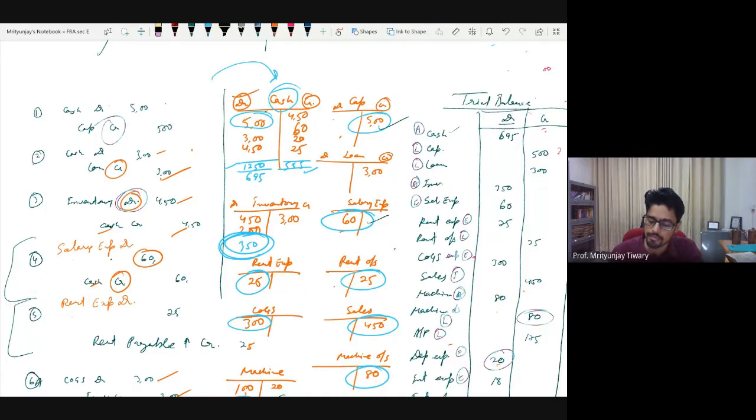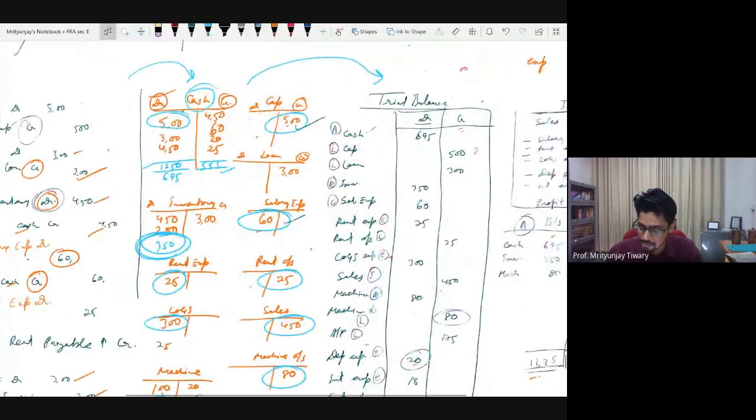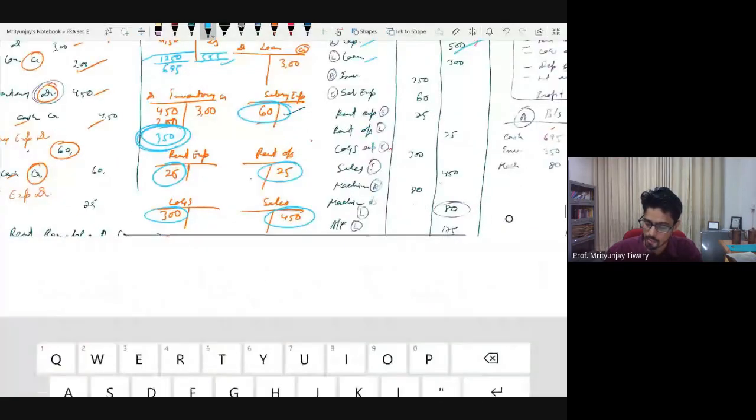Then what did we do? We moved to the next stage, which is preparation of the trial balance. The trial balance was fairly simple, we just kept on recording the closing balance of all these T accounts. So cash had a debit balance. We bifurcated all the balances into the debit balance and the credit balance. We wrote cash had a debit balance of this much, capital had a credit balance of this much, and so forth. Once we transferred all the balances into the trial balance, what did we do?